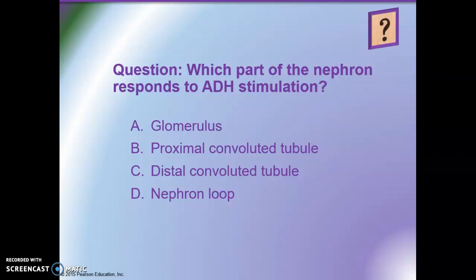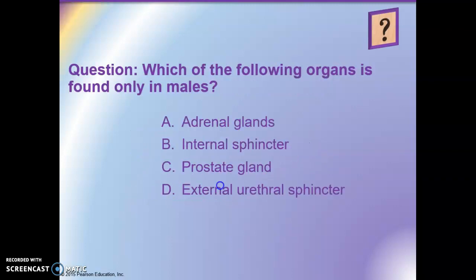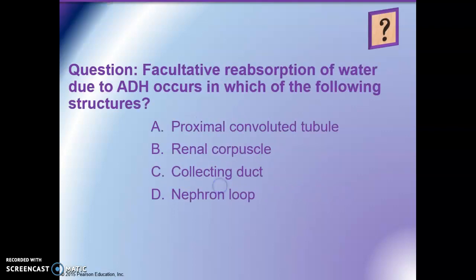Which part of the nephron responds to ADH stimulation? The distal convoluted tubule. Which of the following organs is found only in males? The prostate gland. Facultative reabsorption of water due to ADH occurs in which of the following structures? Collecting duct.